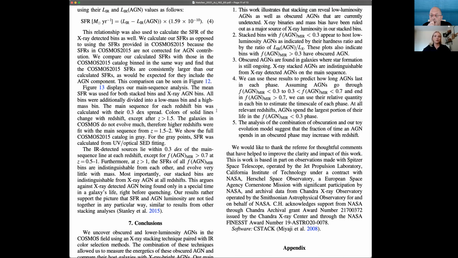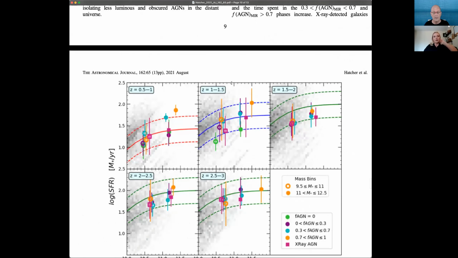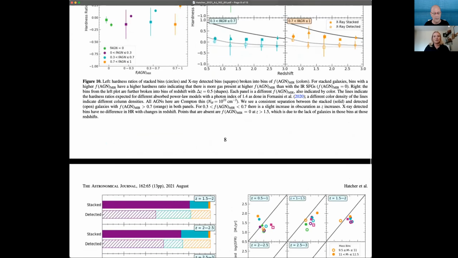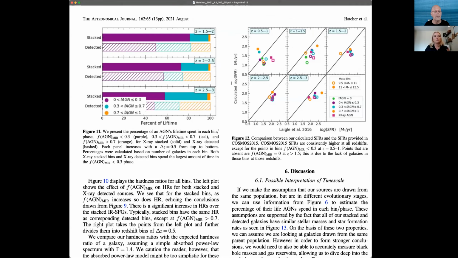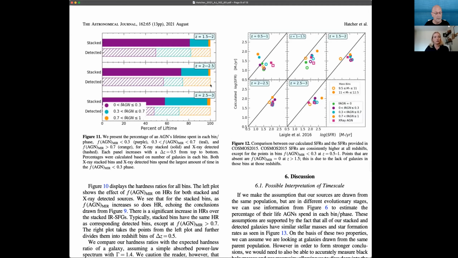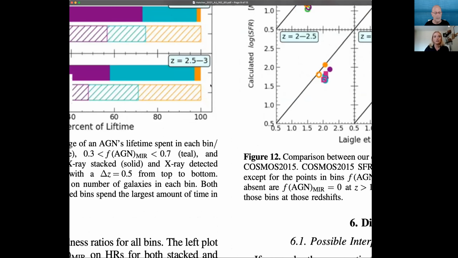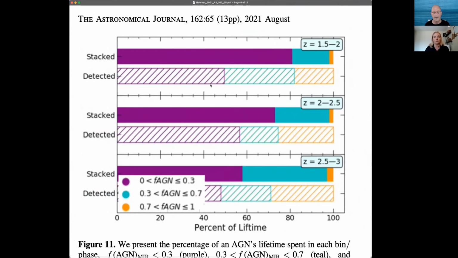And we can do one more little plot. We made a toy evolution model to play with whether we can estimate in the future how long AGN stay in particular phases. So if we go to figure 11, we made a lot of assumptions for this. It was just curiosity of ours. We assumed that our sources are all drawn from the same population, but they're just in different evolutionary stages.